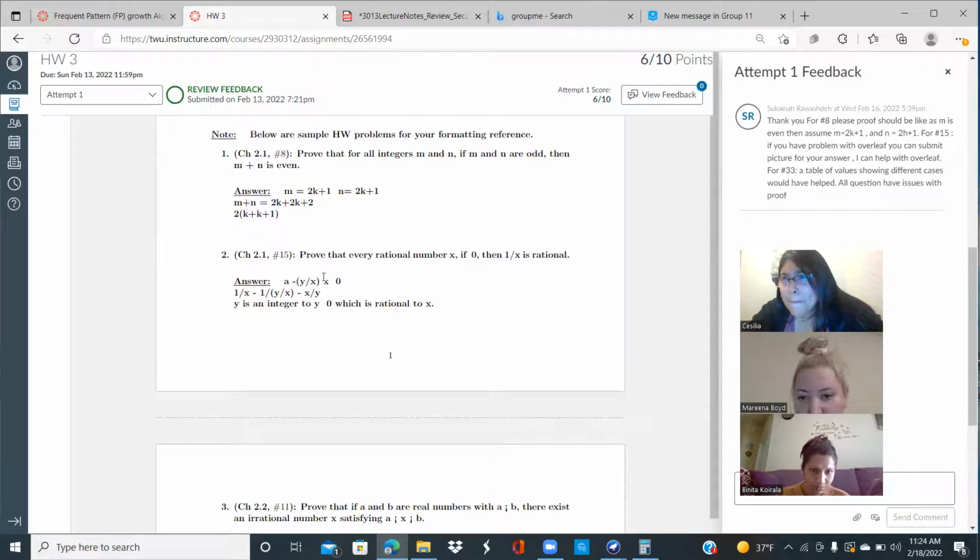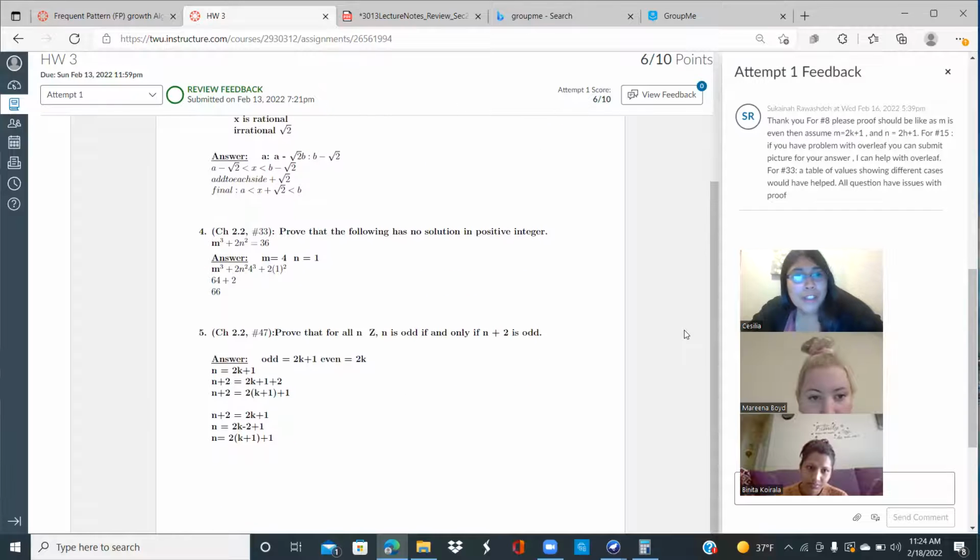Did you do the same thing with the M and the N? Problem with Overleaf, you could submit pictures for your answers. Oh, I'm still getting used to Overleaf. We were just thrown in there like wolves and expected to know how to do it, when I've always coded in real programming languages.